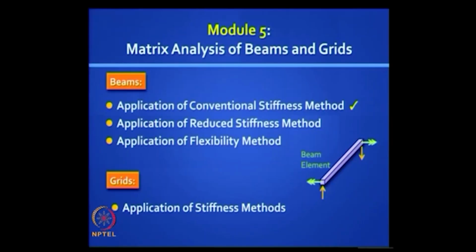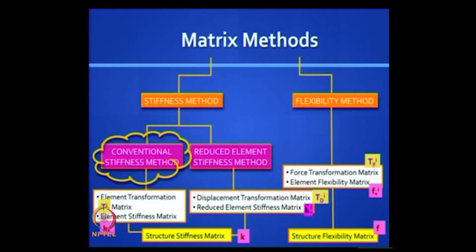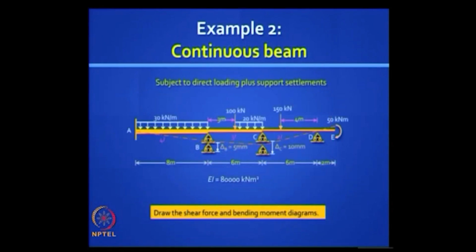Good morning, this is lecture 28. We are continuing with module 5, matrix analysis of beams and grids. We are reviewing the conventional stiffness method. If you recall, in the last class we actually solved one problem. This is covered in the chapter on beams and grids in the book on advanced structural analysis. So we are doing the conventional stiffness method.